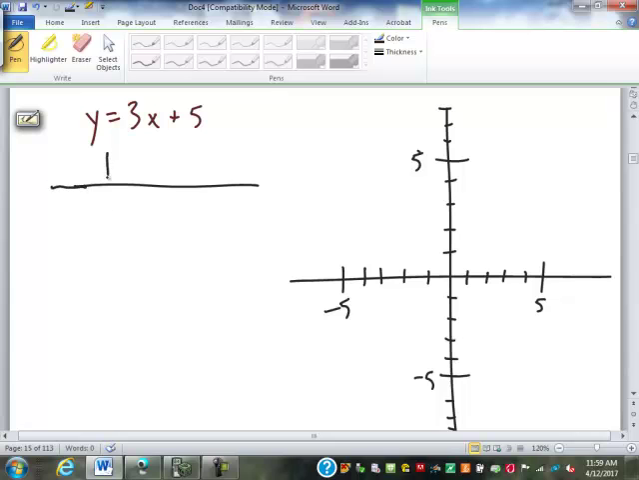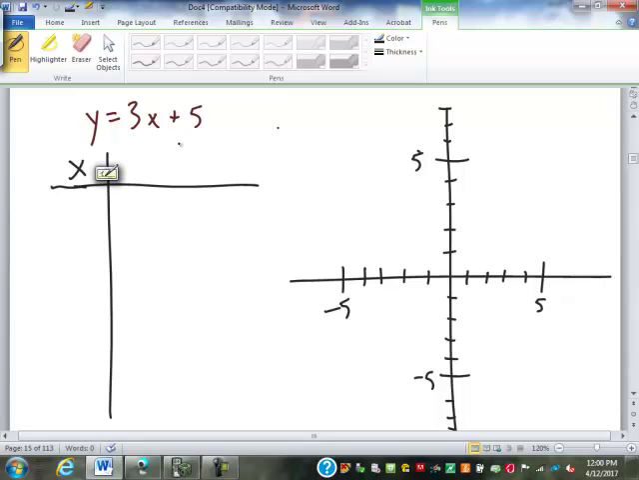Now I could do either way here. I could pick values for y and figure out what x had to be, or I could pick values for x and figure out what y has to be. But because this is y equals 3x plus 5, it's simpler if I pick values for x and put those numbers in for x and then figure out y, because it's just order of operations. If I put values in for y, I'd have to solve the equation.